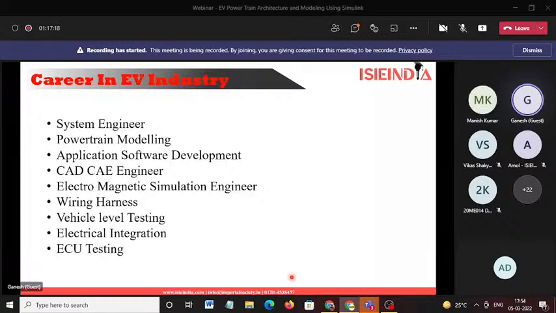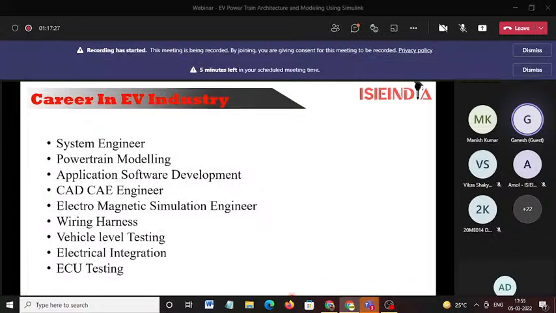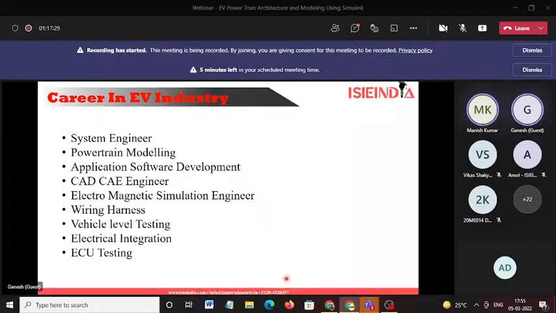He must be aware of 1D simulation. 1D simulation is nothing but your GT-Suite. If you are aware of GT-Suite, there we can do the 1D simulations. So powertrain modeling and application software, like coming to the software.